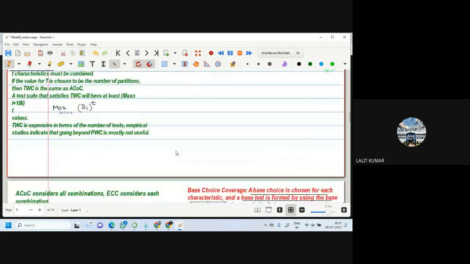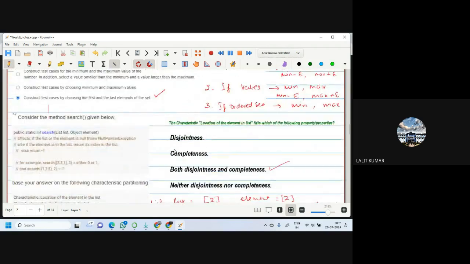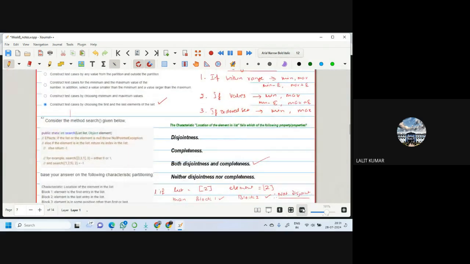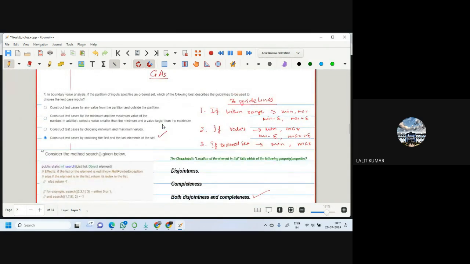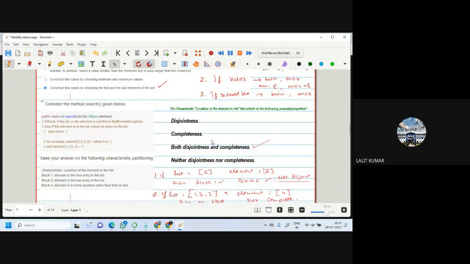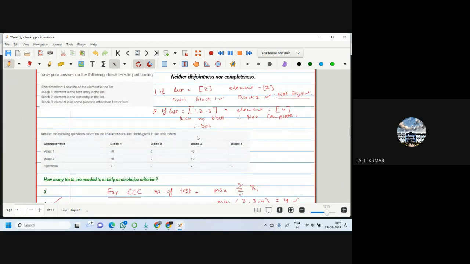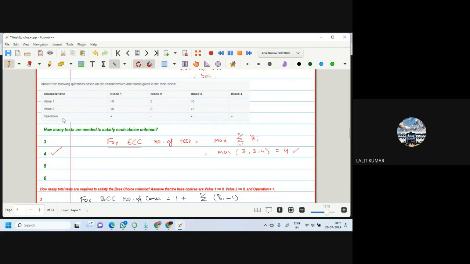So these are the notes. GS we have seen, we have solved it. I have covered the three guidelines here: if it is within range, values, and ordered set, we consider that epsilon point, disjointness, completeness. This we have seen as an example. They have given the characteristics here. This is one characteristic, second characteristic, third characteristic.